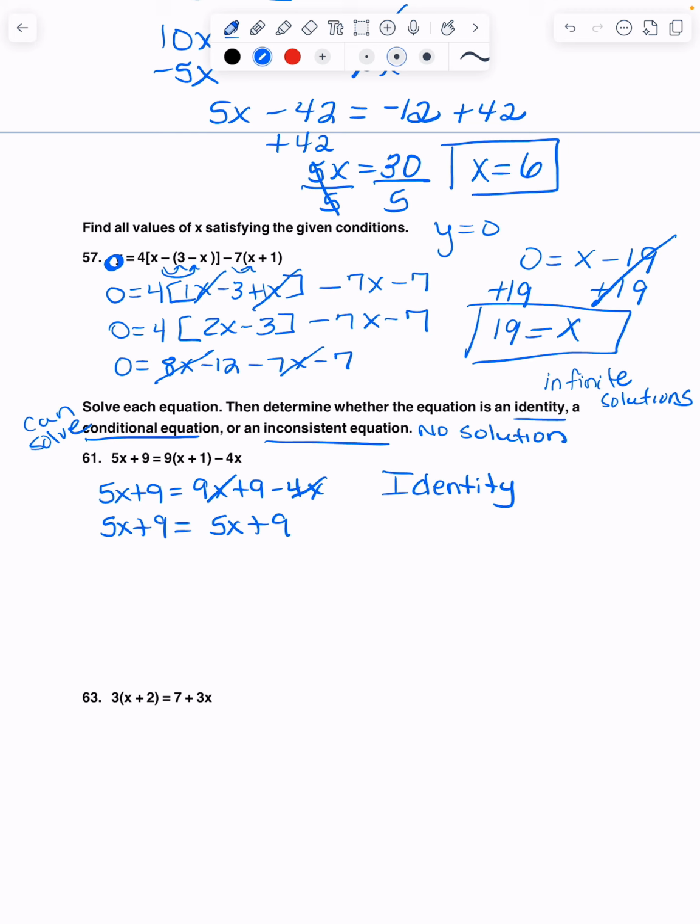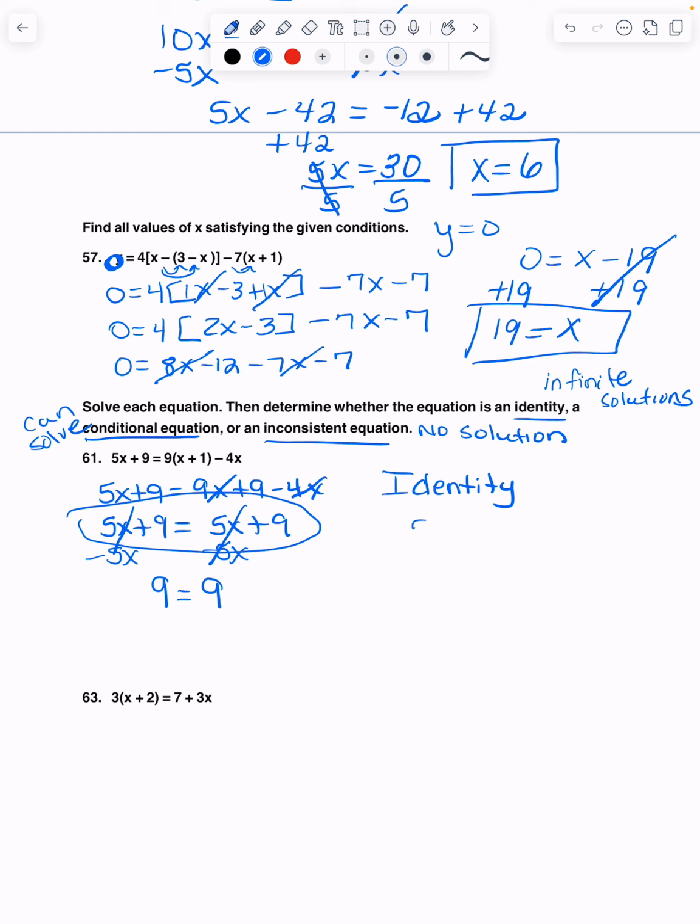But a way that you can continue to solve and know that it's an identity is, if I was trying to solve, I would subtract 5x from both sides. When your variables cancel out and the statement that you're left with is true, this means it's an identity equation. Go back up to here. Every answer that I plug in for the right side would also be an answer for the left side.